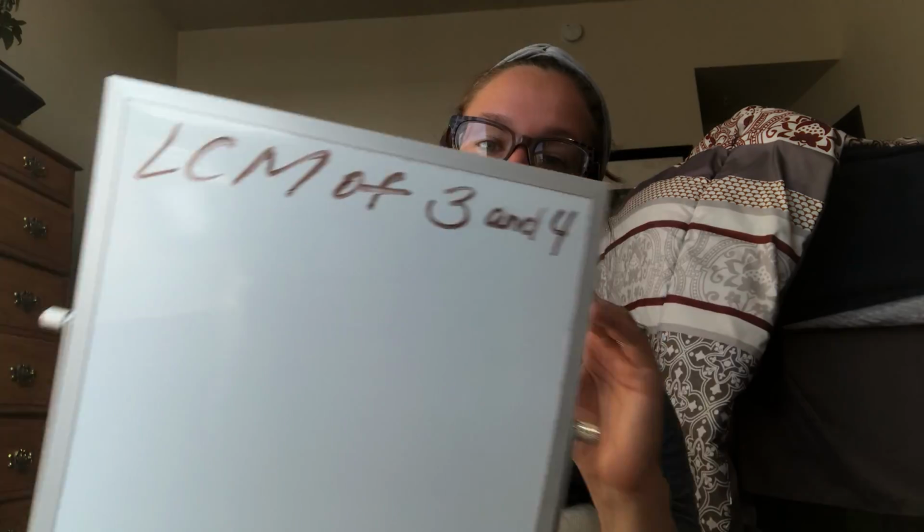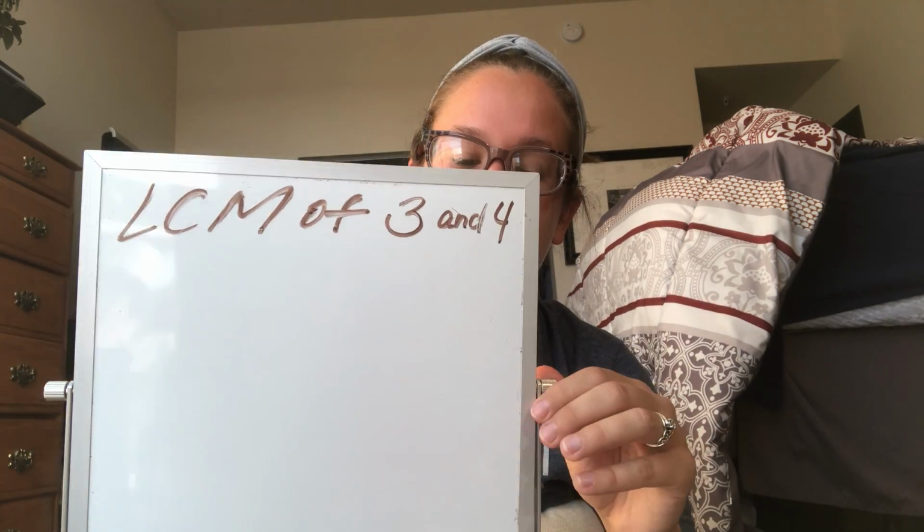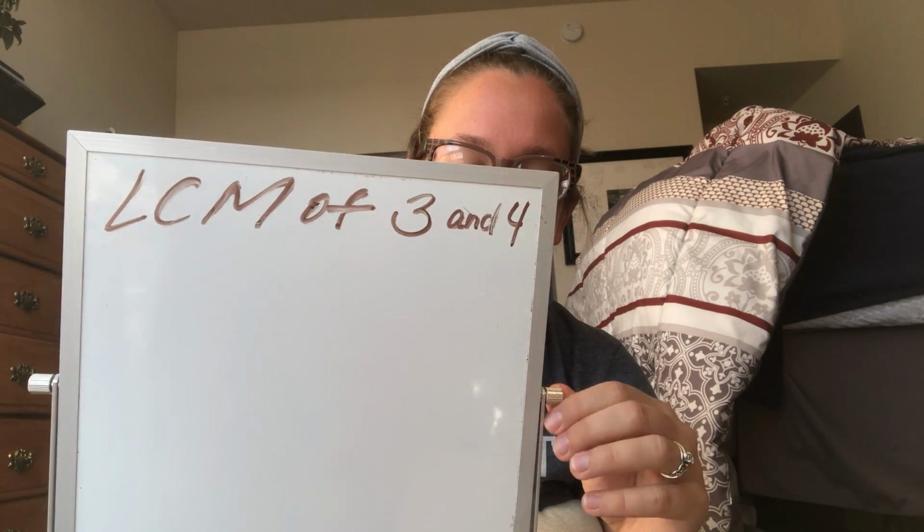Let's do one of those together. Find the least common multiple of 3 and 9. Oh, wait. That seems too easy. Let's do least common multiple of 3 and 4. So find the multiples of 3, and then find the multiples of 4, and find the one that they have in common that is the smallest number. I'll do it over here.